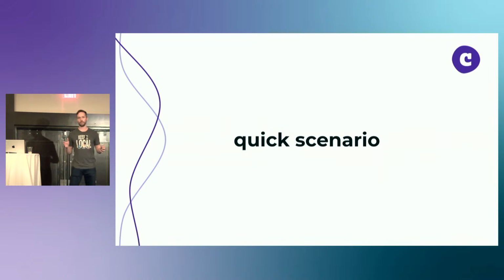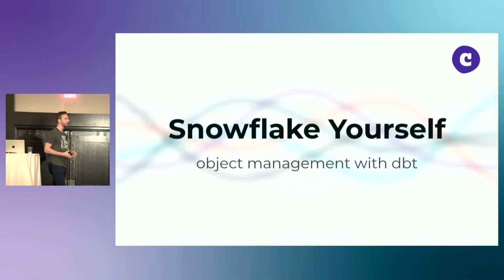So it brings up a couple of questions. When did this change? Who granted this access in the first place? And when will this change again? If these questions have come up before, or that piece made you start thinking about what's actually going on inside of your warehouse, well, welcome to Snowflake Yourself: Object Management with dbt. Sorry, I changed up the title a little bit there.